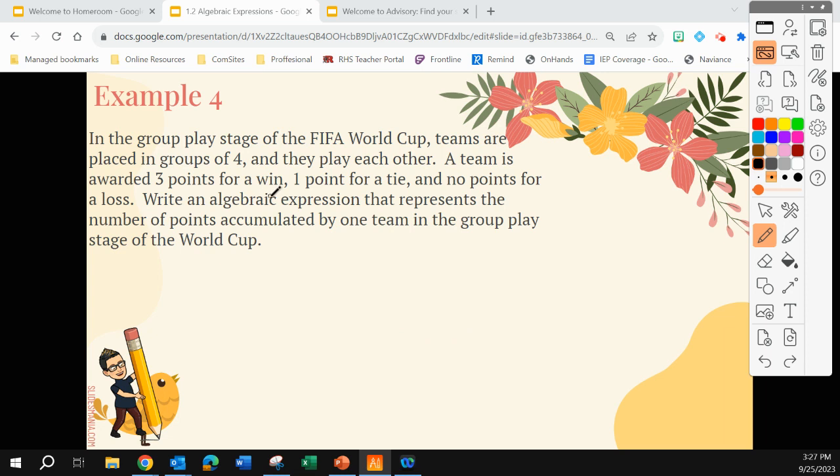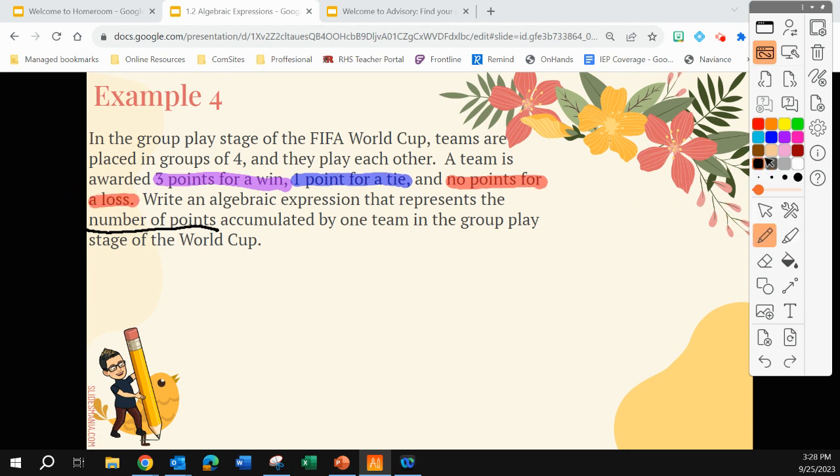Now, they want an algebraic expression, which means that needs to be letters, right? We're looking at the last sentence. Okay, what do they want from me? They want to know number of points. So we're going to figure out everything that's related to points. Well, we have 3 points for a win, 1 point for a tie, and no points for a loss.